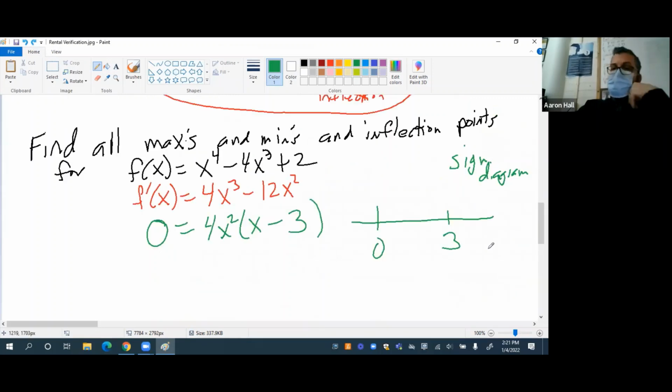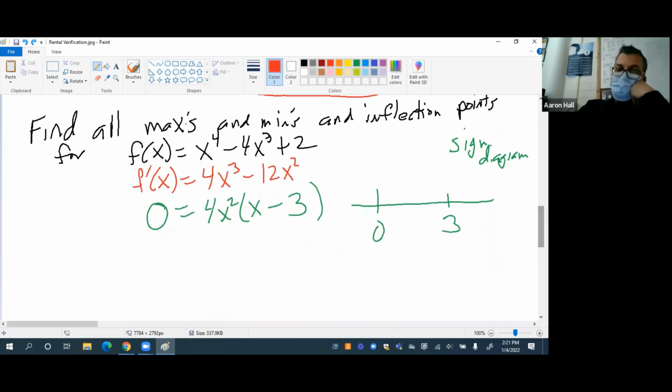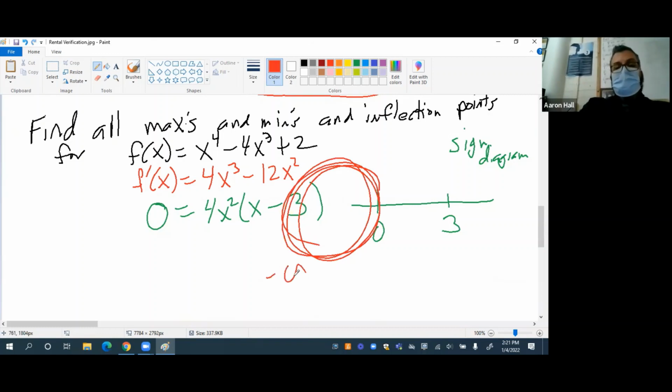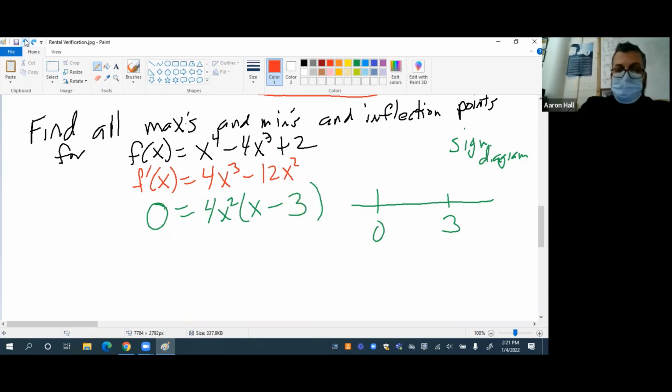Right now, what do I do from here? You plug in points on either side of the critical points to figure out whether the slope is positive or negative. So what's a number I can plug in that represents the interval from negative infinity to 0? Let's try x is -1. I'm going to plug that into here. Is that positive or negative? Because we squared, it's always going to be positive.